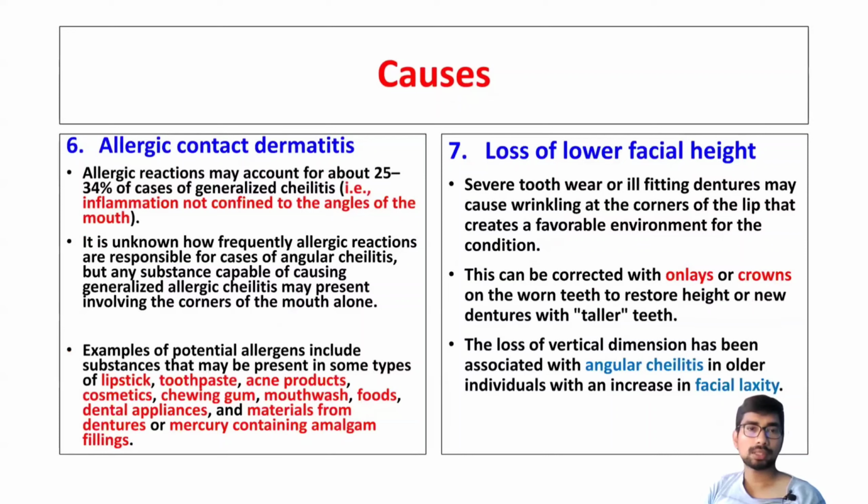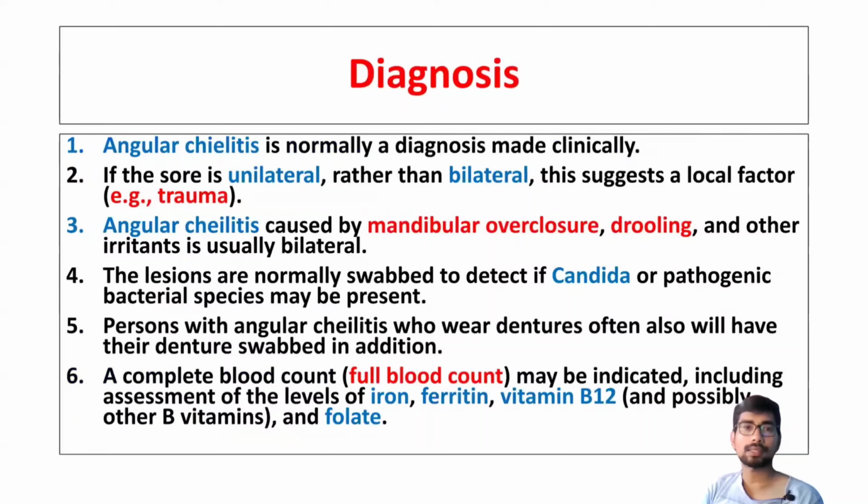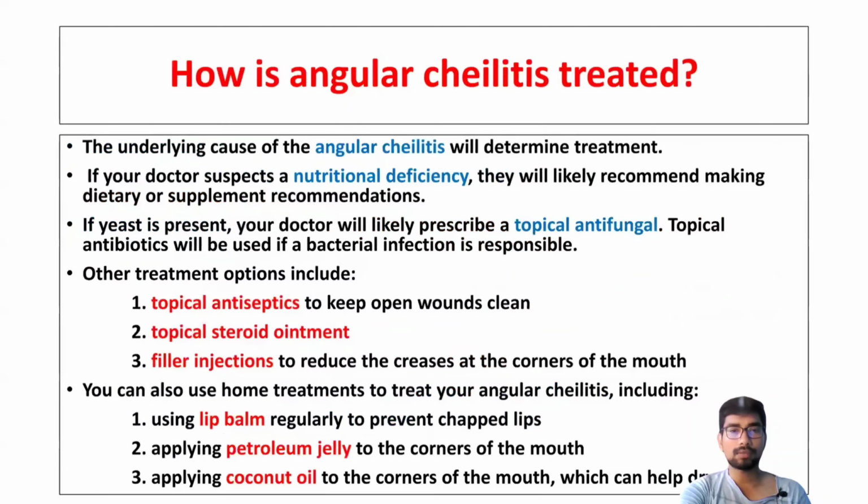Allergic contact dermatitis examples include lipstick, toothpaste, acne products, chewing gum, mouthwash, foods, dental appliances, dentures, and mercury containing amalgam fittings. A loss of lower facial height, facial laxity, will also cause angular cheilitis. Diagnosis is clinical. If needed, we can do blood investigations for blood count, iron, ferritin, B12 levels, folate levels, and glucose level.